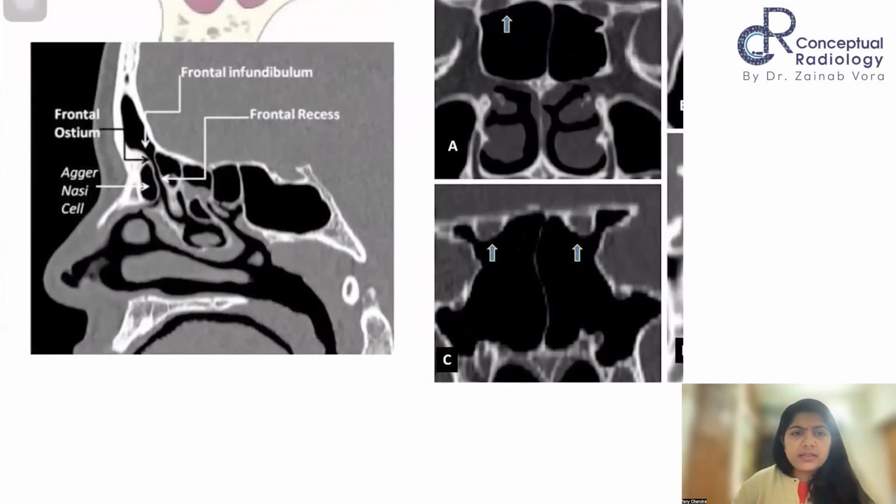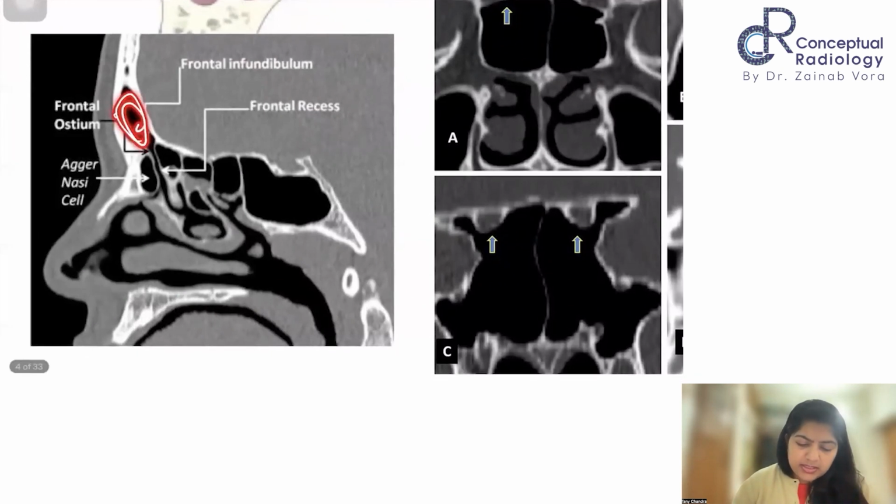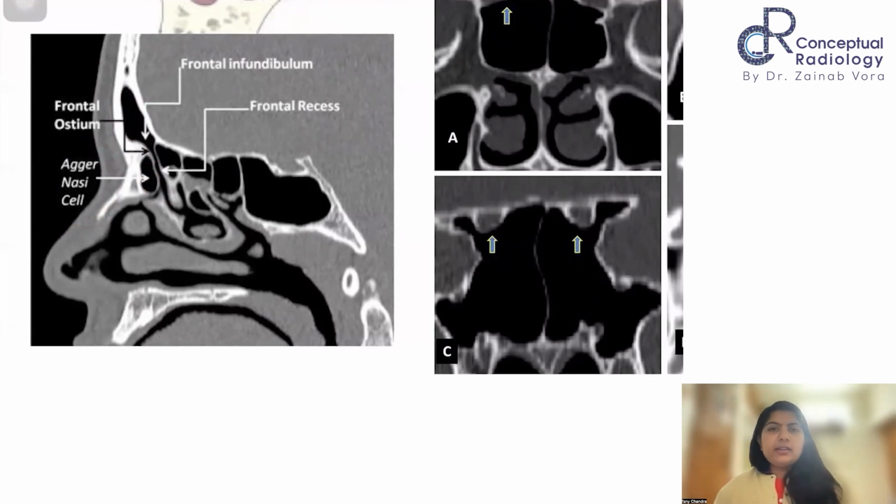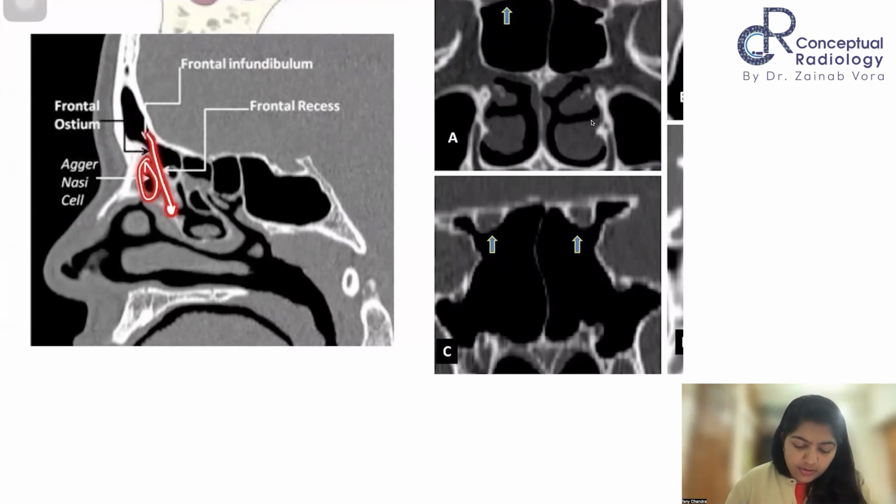For the frontal sinus, it is very straightforward. The frontal sinus has its proper infundibulum and its drainage path, right? It is usually a norm to find an air cell anterior to this drainage pathway, and that is called an agger nasi cell. So agger nasi cells are like a normal variant for the ethmoid cells which are lying anterior to the frontal recess.